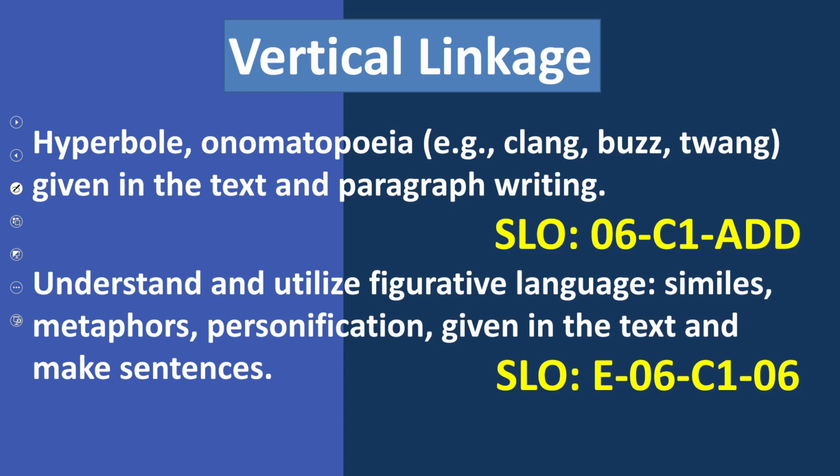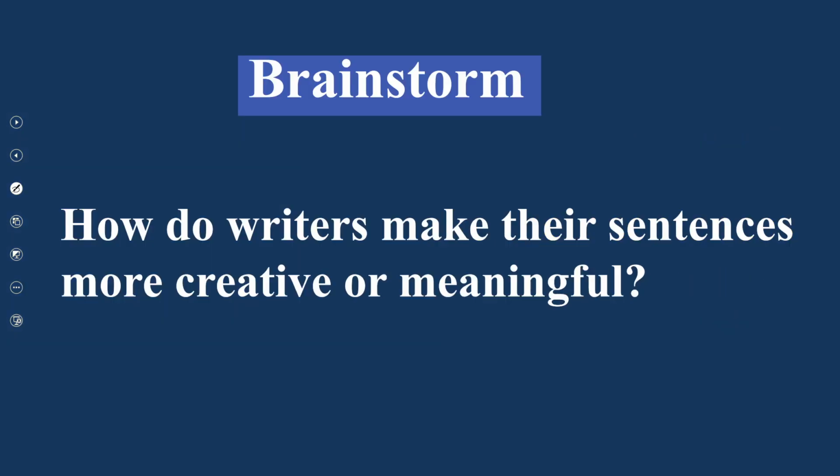This is vertical linkage. Before you, there were two SLOs, and here also you can see these two. The first one was in these words: hyperbole, onomatopoeia, clang, buzz, twang is called onomatopoeia, given in the text and paragraph writing. And the next SLO is in this wording: understand and utilize figurative language. Yes, it is also called figurative language: similes, metaphors, personification, given in the text and make sentences. This is vertical linkage. Now move to the next, brainstorming.